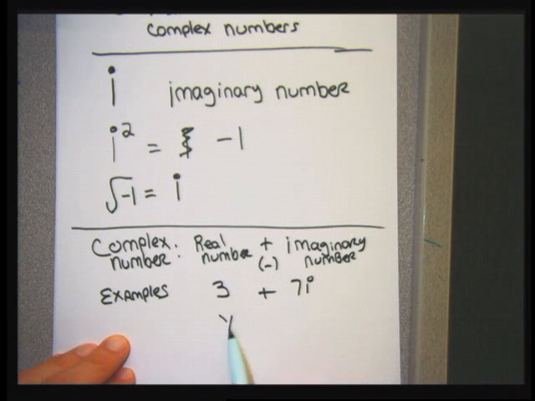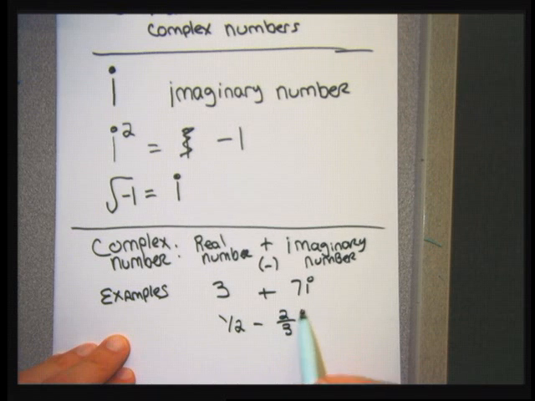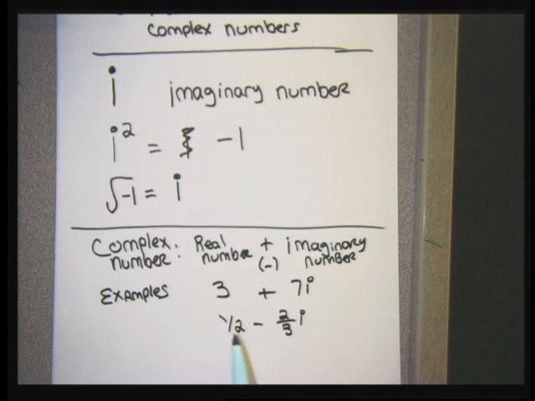Or maybe 1/2 minus 2/3 i. That would also be considered a complex number. The 1/2, being a number without an i, is considered a real number. The minus 2/3 i, with an i, is considered an imaginary number. And that's what a complex number looks like.